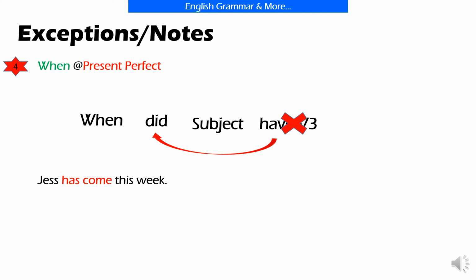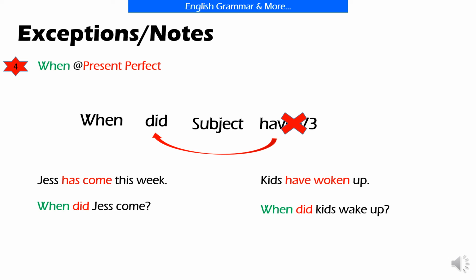Jess has come this week. This is a sentence in the present perfect tense. When did Jess come? In the question form, however, we changed it to the past indefinite, because with the word when, we can never use present perfect tense form. Another example, kids have woken up. Again, this is a sentence in the present perfect tense. But when we ask a question, when did kids wake up? We changed it into the past indefinite tense form.